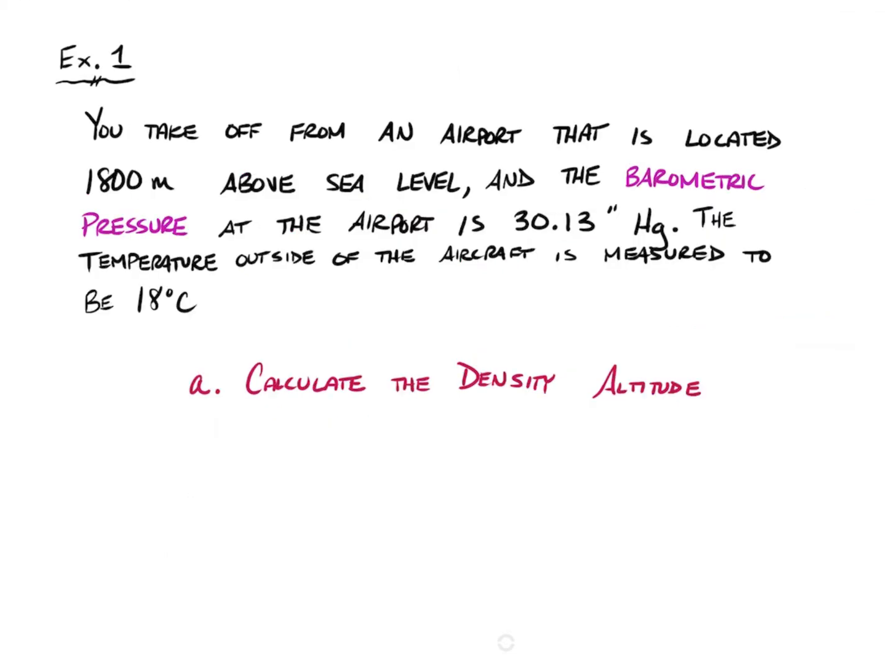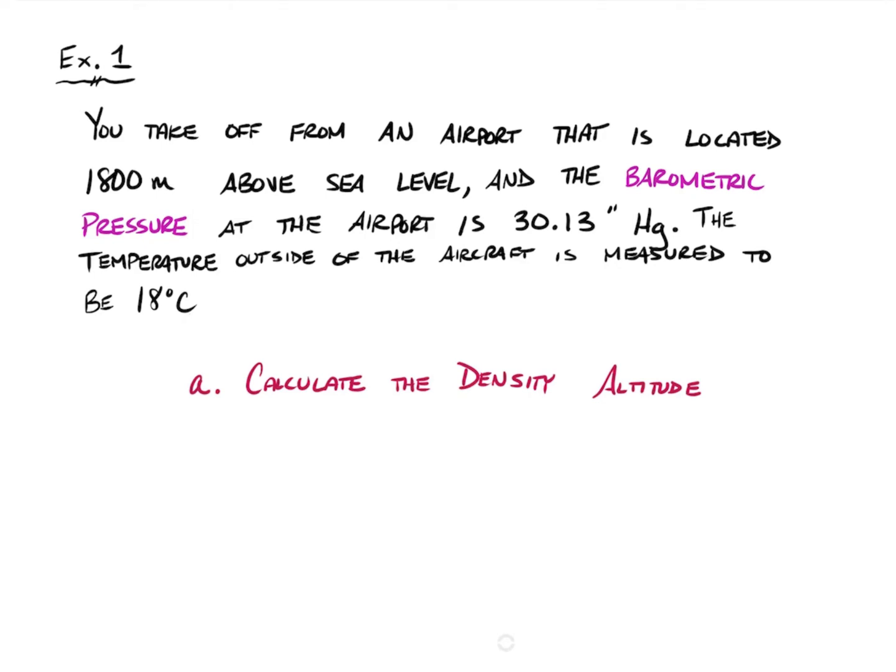All right, so here's example 1, and I'll walk you through the calculations. You're taking off from an airport that is located 1,800 meters above sea level, and the barometric pressure, meaning the pressure outside the aircraft, is 30.13 inches of mercury. The temperature outside of the aircraft is 18 degrees Celsius. We want to calculate the density altitude.